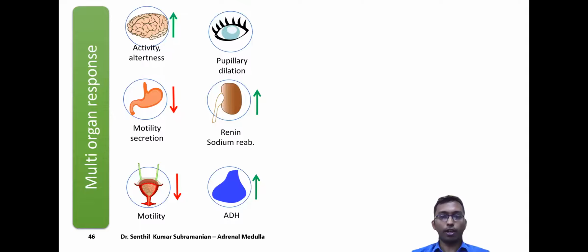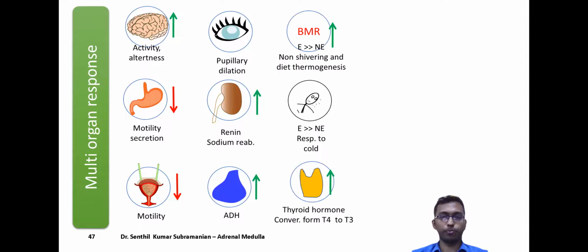They increase renin secretion from the kidney, which increases aldosterone secretion, which increases sodium reabsorption and water reabsorption, which increases ECF volume. Catecholamines also increase ADH secretion, that is anti-diuretic hormone secretion. Both these mechanisms can increase the ECF volume and thereby maintain blood pressure in an emergency situation.